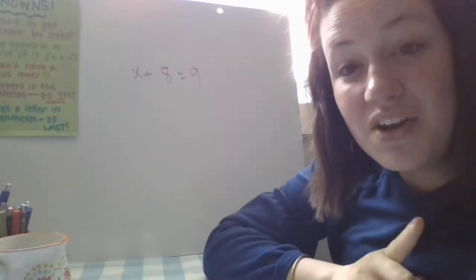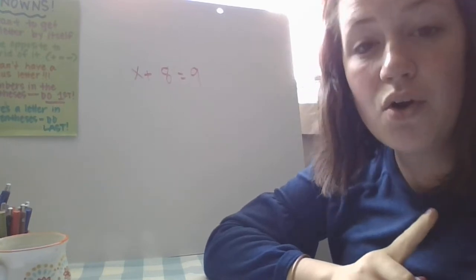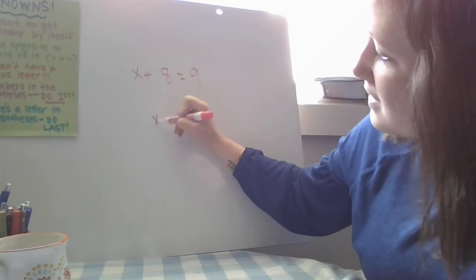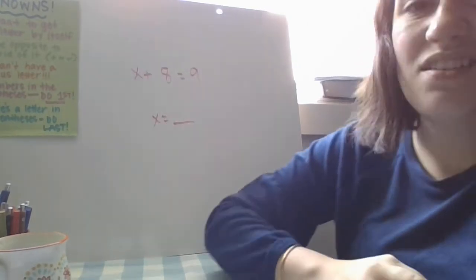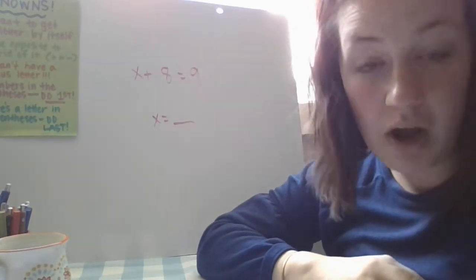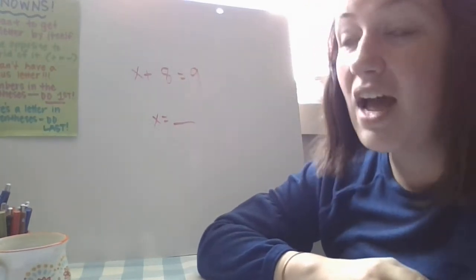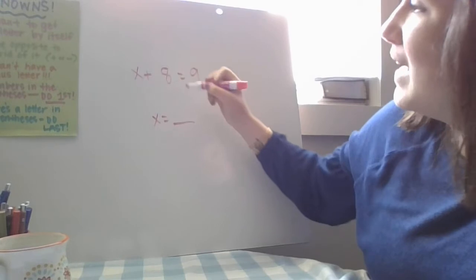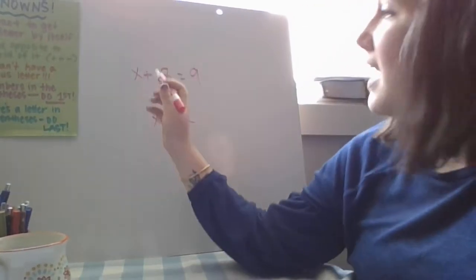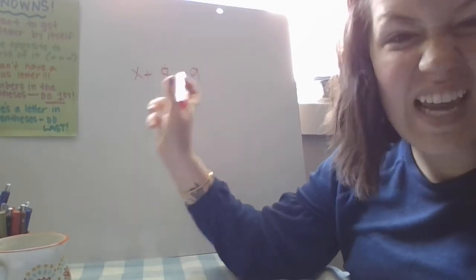Remember, we're trying to figure out what number goes where that letter is. We're trying to find out what x equals. X equals something. Right now we don't know. Some of you might be able to do this in your head, which is awesome. But to figure it out the algebra way, we have to get x all by itself. And in order to get x all by itself, we have to get rid of that 8.